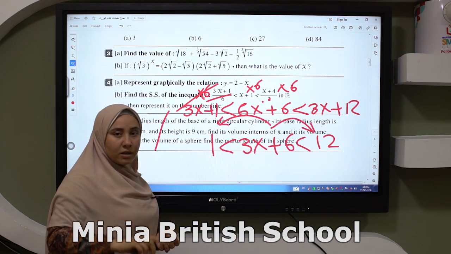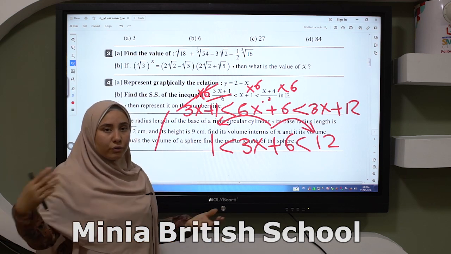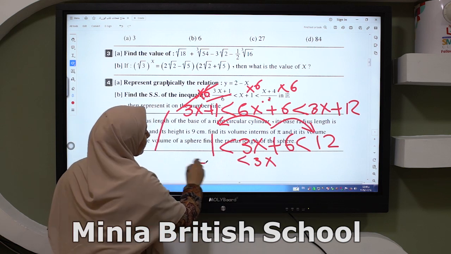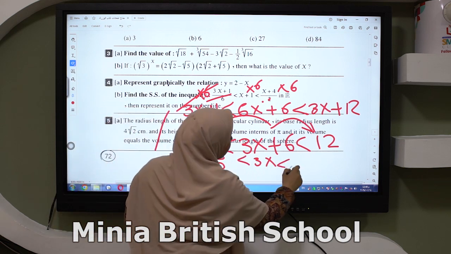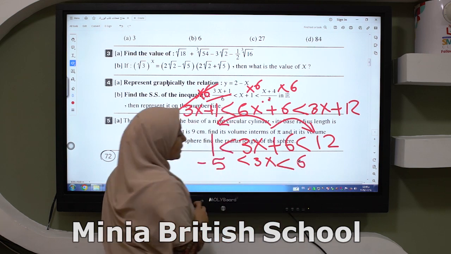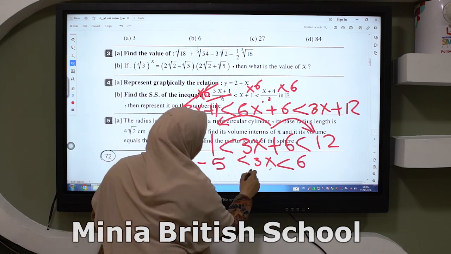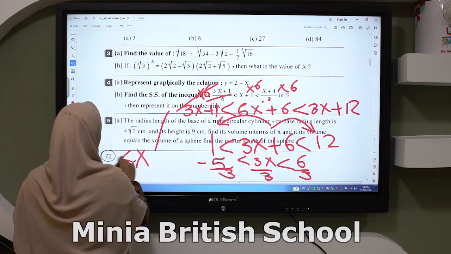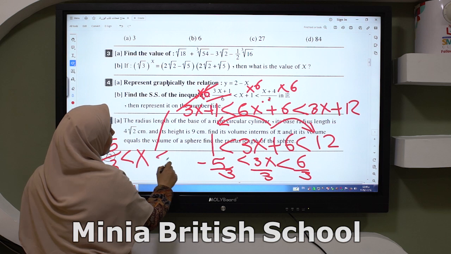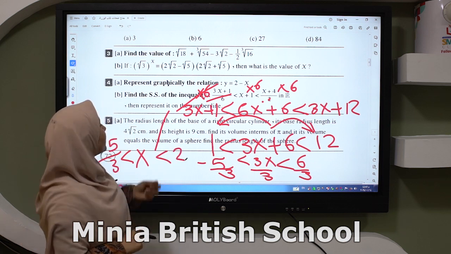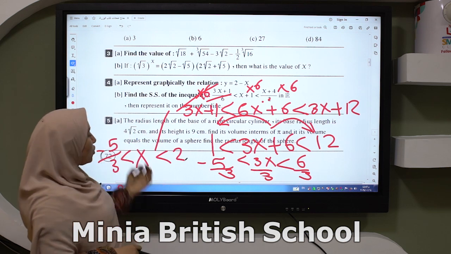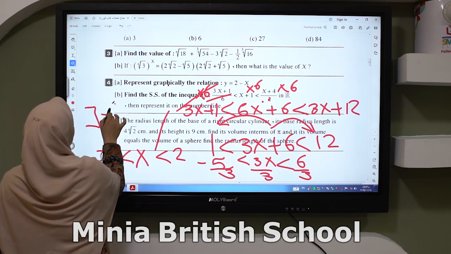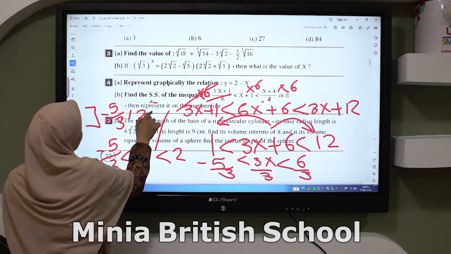Now move 6 with the opposite sign for each side. We get 3x greater than negative 5 and less than 6 divided by 3. We get x greater than negative 5 over 3 and less than 2. The question here is to find the solution set. Then the solution set is the open interval negative 5 over 3 and 2.